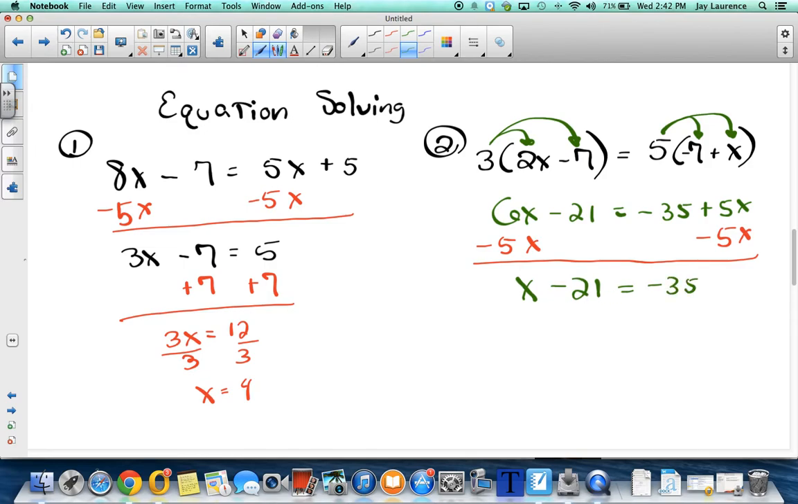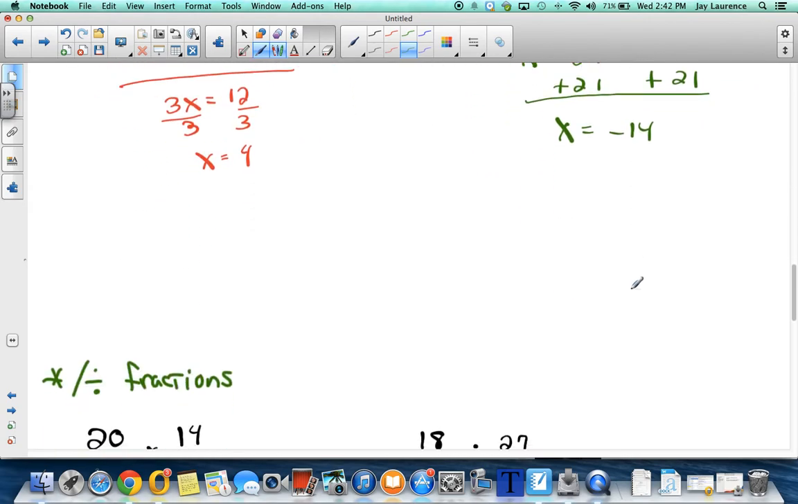All right, I'm going to add 21 to both sides. When I do that, I'm going to get x equal to -14. All right, so there we go. That's solving equations. Some little review.